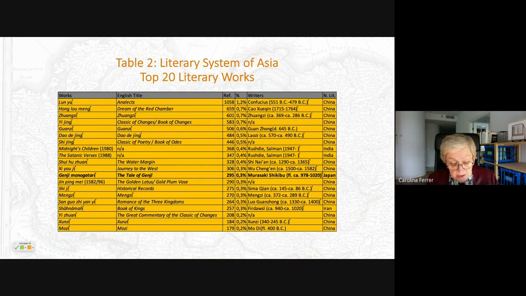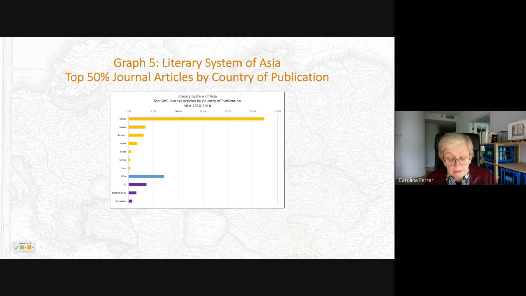Now, with the purpose of identifying the possible interference by other countries, we classified the country of publication of the top 50% journal articles. As shown in graph 5, we represented the Asian journals on the top and the extracontinental ones at the bottom. China accumulates over 27% of this sample, followed by Japan, Taiwan, and India. At the foreign level, the USA accumulates 7% of the articles, the UK 4%, and the Netherlands 2%. The system is clearly dominated by China. We also observe an important interference from the USA.